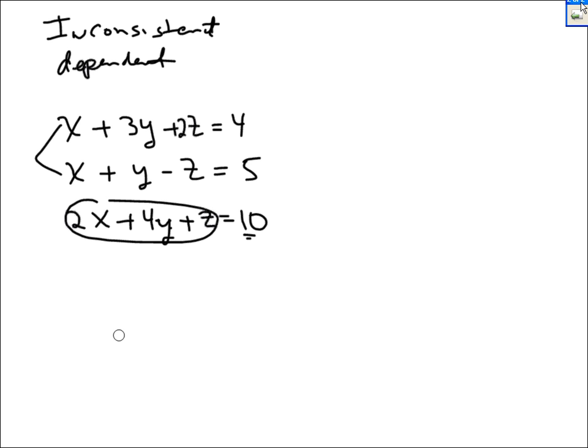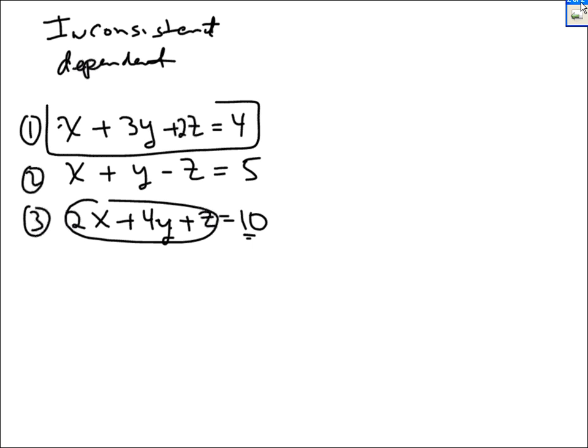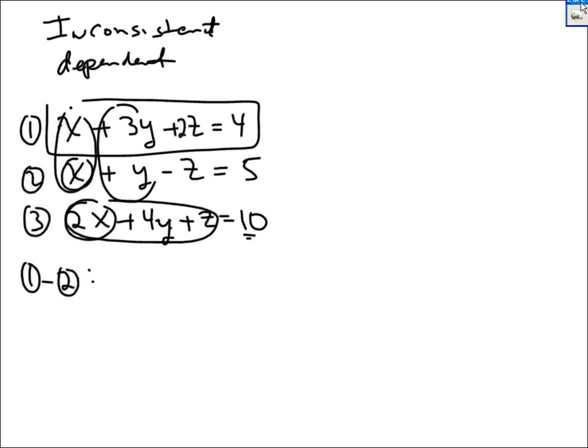But how would you see this if you didn't see it right away? Well, you try to solve it. You pick an equation and the variable. I'm going to pick equation 1, and the variable I'm going to pick is x. So using equation 1, I'm going to get rid of x in equation 2 and 3. If I just do equation 1 minus equation 2, x minus x is 0. The x is gone. 3y minus y is 2y. 2z minus a negative z is 3z. And 4 minus 5 is negative 1.